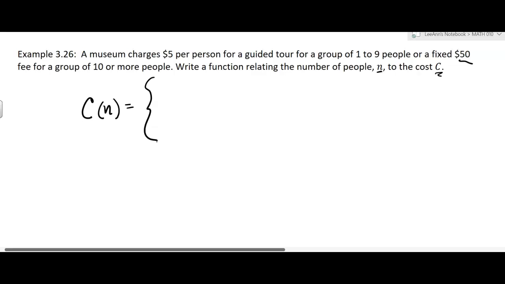Now, I'm going to do it differently than the book because I think my way makes more sense, but I'll explain that. If we have 1 to 9 people, not x, it was an n. If n is greater than or equal to 1 and less than or equal to 9, then I'm going to take 5 times n, because it's $5 per person, okay? So say I have 7 people, 7 times 5, it's going to cost us $35, okay?